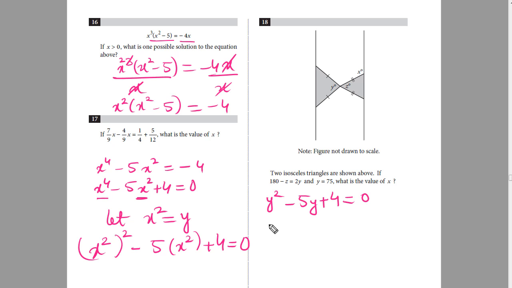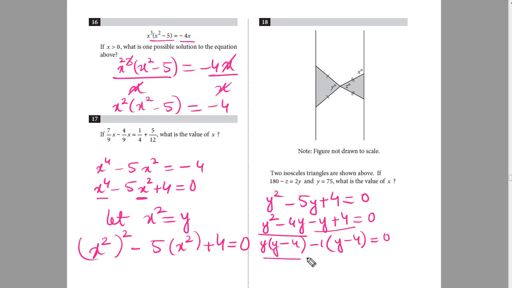Now I will factorize this quadratic equation, so it will become y squared minus 4y minus y plus 4 is equal to 0. And over here, from these two terms I'll take y as common, and it will become y times (y minus 4), and from here I'll take minus 1 as common, so minus 1 times (y minus 4), equal to 0. Now from these two terms I'll take y minus 4 as common, and the remaining term will be y minus 1 equal to 0.